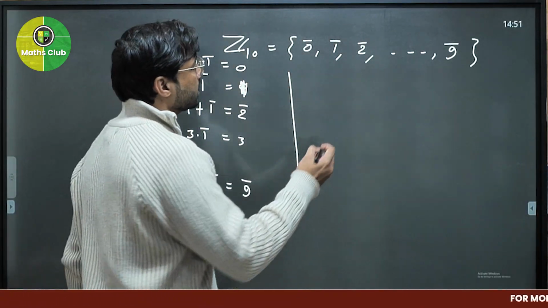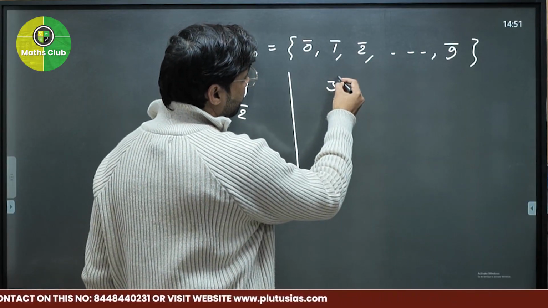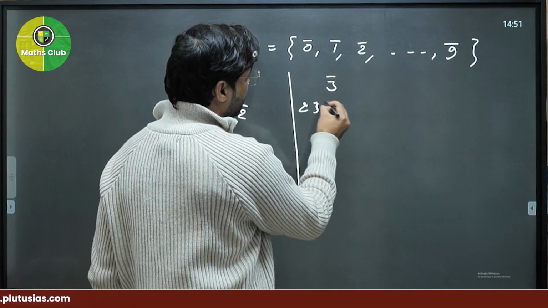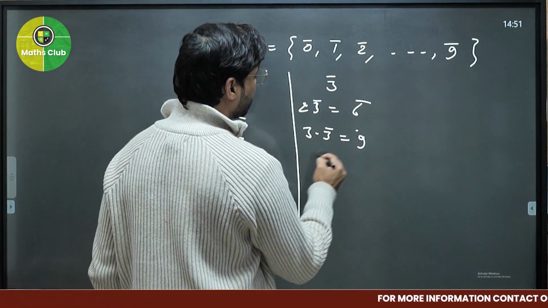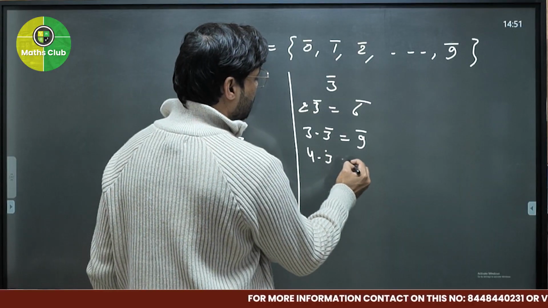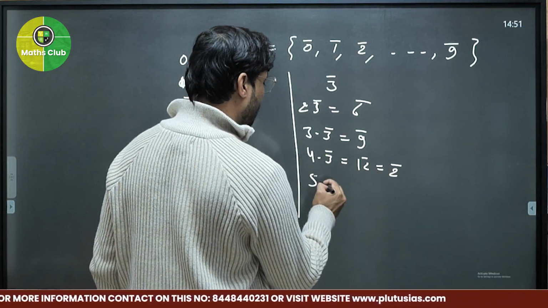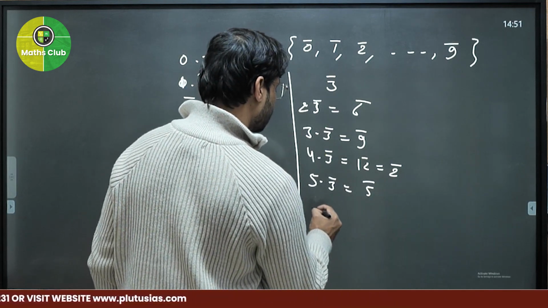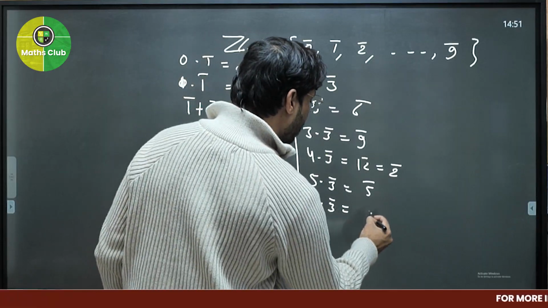Now check another one, 3. 1 times 3 is 3. 2 times 3 is 6 bar. 3 times 3 equals 9 bar. 4 times 3 is 12, and 12 modulo 10 is 2. 5 times 3 is 15, modulo 10 that is 5. 6 times 3 is 18, modulo 10 that is 8.